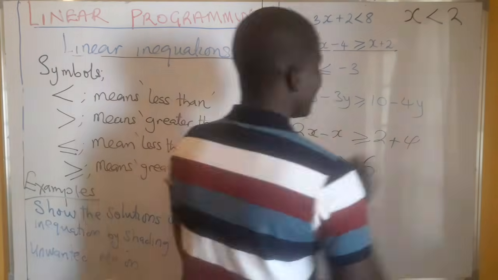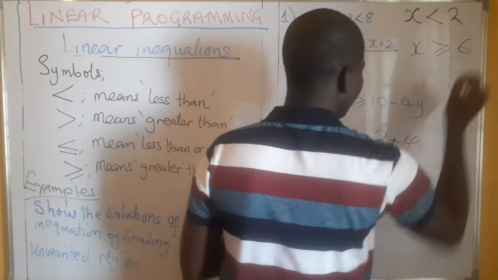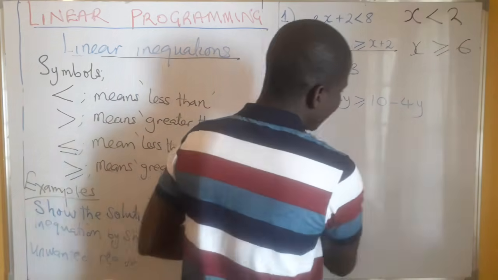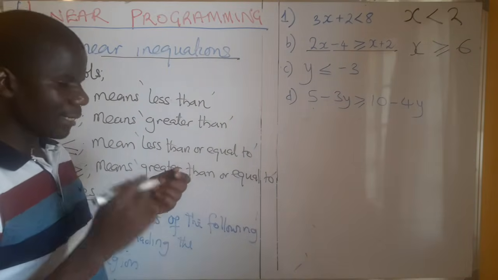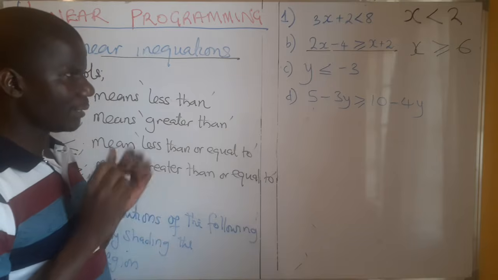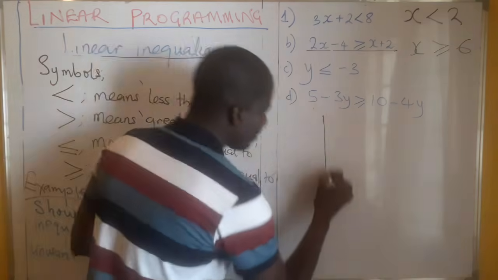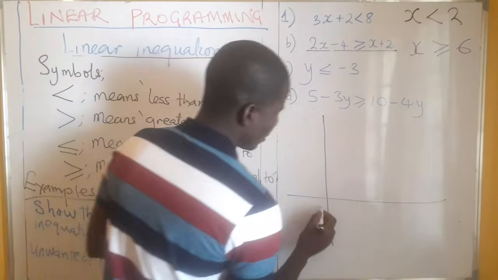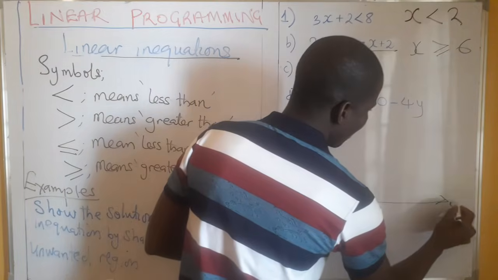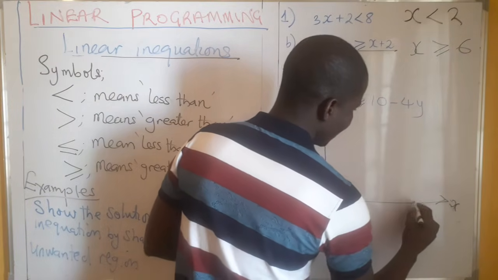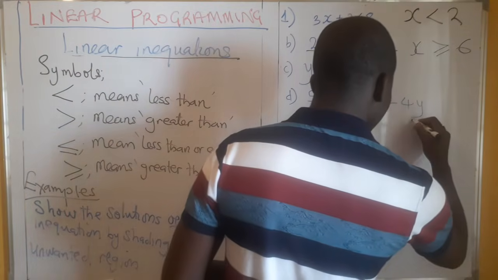So here, what are we having? X is greater than or equal to 6. So we are coming again back to our number line. This is our y and this is our x. And let's say our 6 is here. So we are supposed to draw a straight line here.